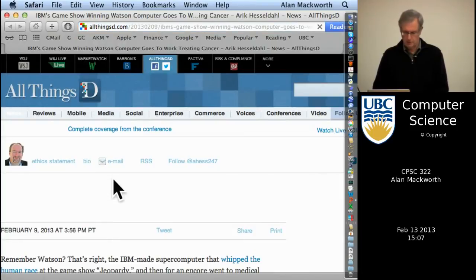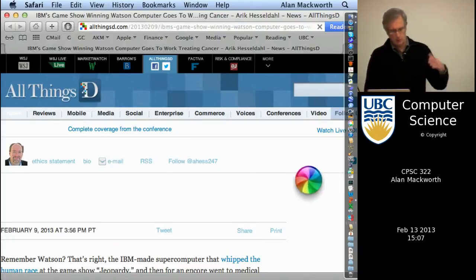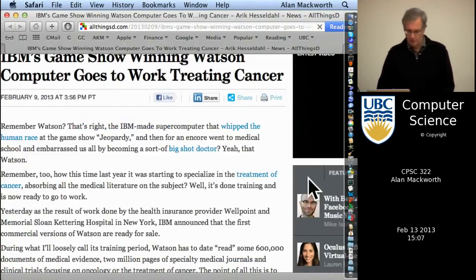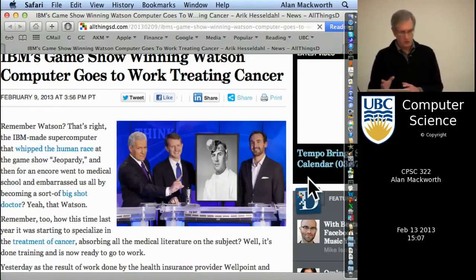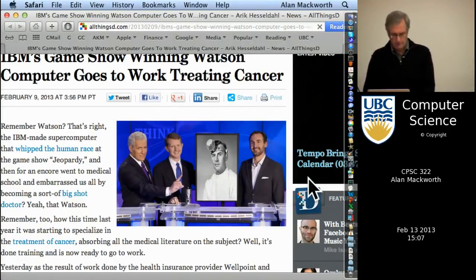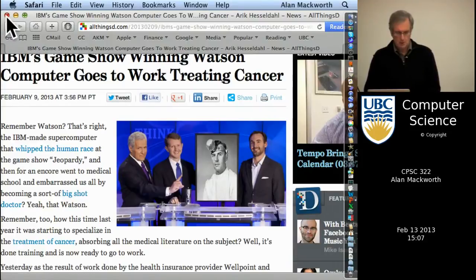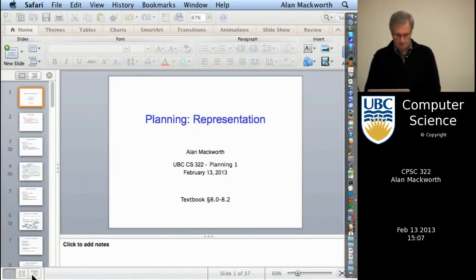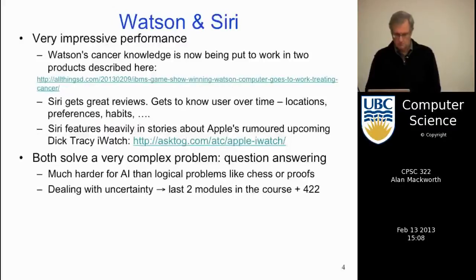This is a fairly good story here. There's a lot of stories in the media on Watson because IBM is now rolling it out as a product, primarily, as I said, for cancer, both for doctors and for patients, two separate products in local health clinics as well as oncologists. Kind of cool. They are planning to really exploit it heavily.